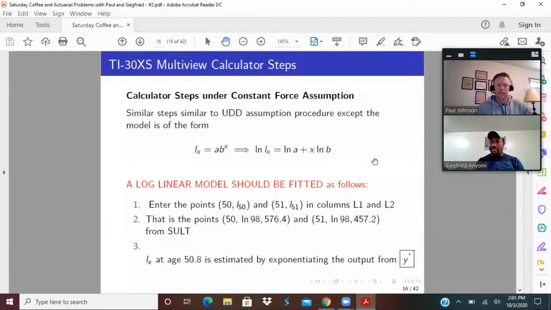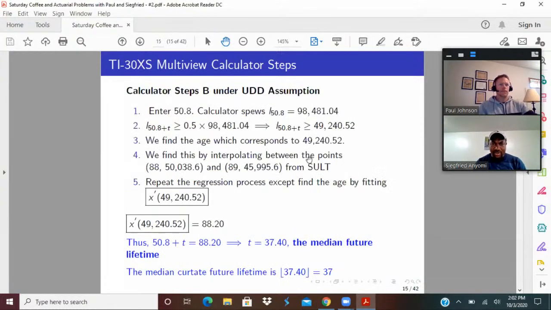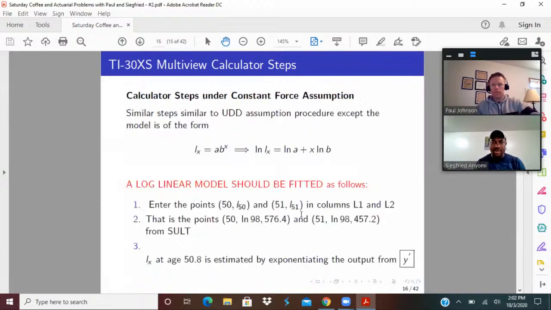All right. So actually, I think the last thing that I talked about was the UDD assumption. We really didn't get a chance to talk about the constant force. So I'm just going to spend maybe 2 to 5 minutes on that, and we can move on, because the approach is pretty similar to the UDD approach.